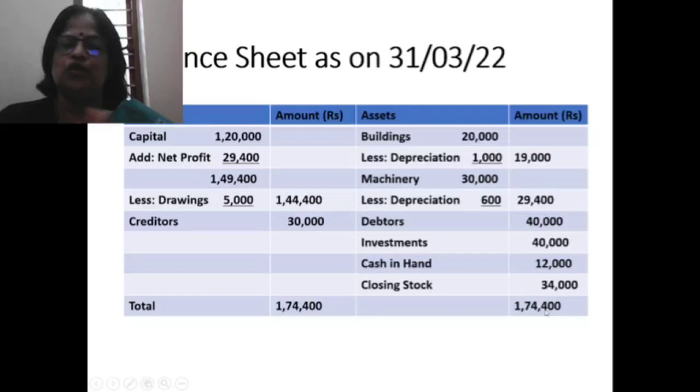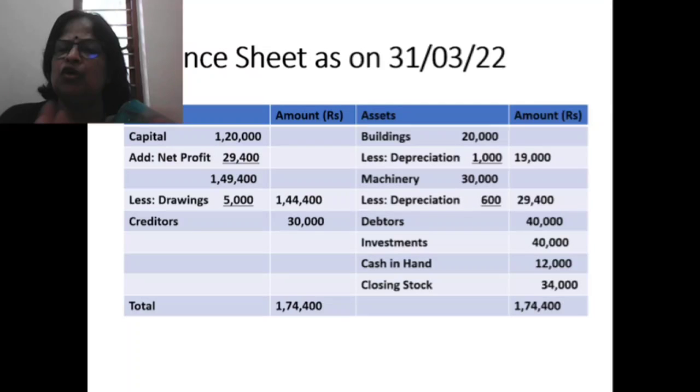So these are the two items I want to explain in this module. One is unearned income. Second is depreciation. I'll repeat: unearned income will be subtracted from the concerned item in the trading and profit and loss account. Usually it will be in the profit and loss account. It will be a liability in the balance sheet. Depreciation will be there in almost all the problems.